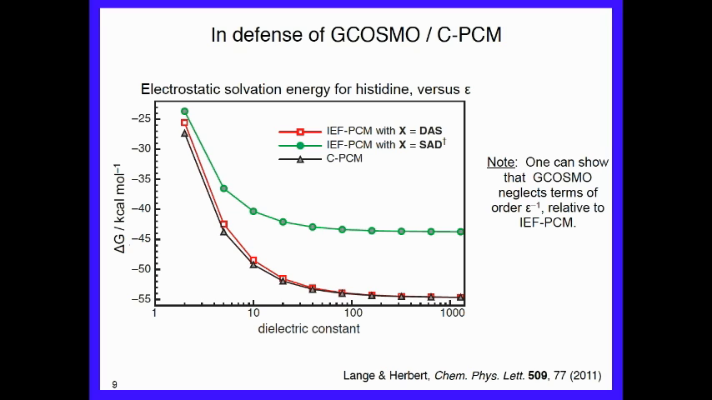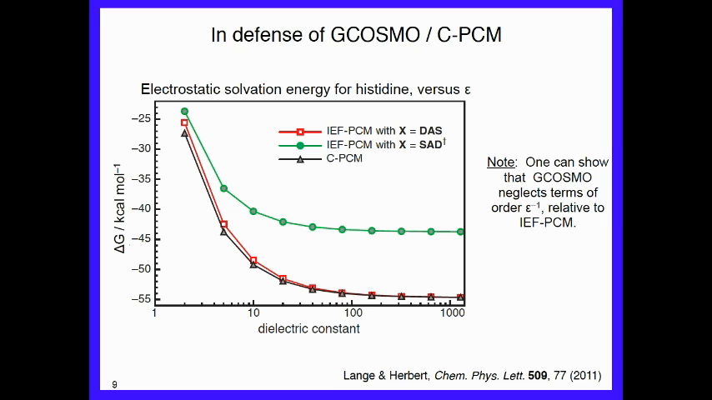If we compare the black curve here, which is for the COSMO or conductor-like PCM, this is looking at the solvation free energy as a function of the dielectric constant of the solvent, and compared to the red symbols, which is the version of IEF-PCM that we have implemented in Q-Chem, what you can see is that in low dielectric solvents, so when epsilon is on the order of 2 to 4, which is consistent with a nonpolar organic solvent, there is a couple of kcal per mole difference between the black symbols and the red symbols.